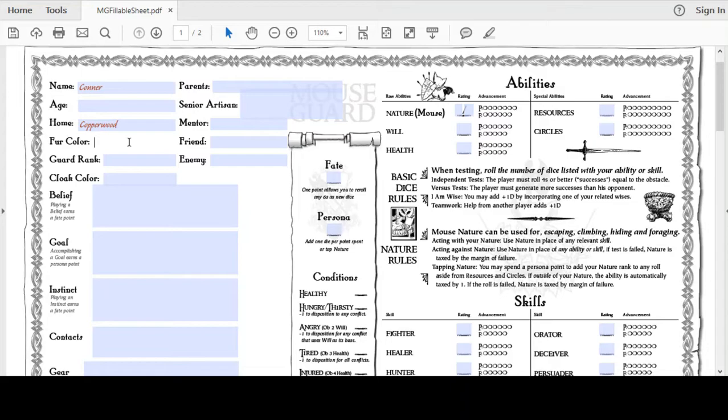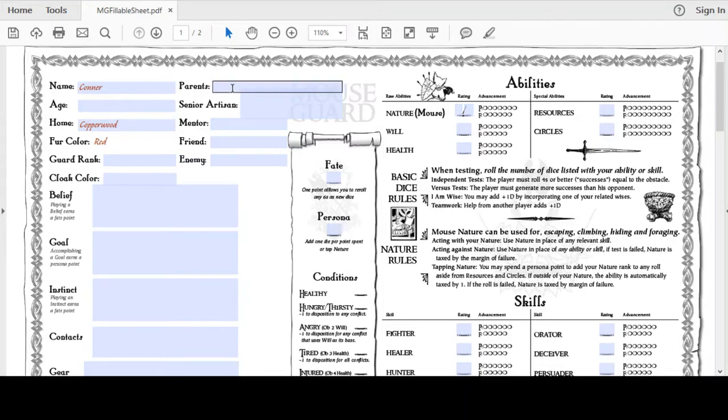Black and white are pretty uncommon, and red is rare. But for Connor from Copperwood, I think that red would work really well. He's especially from someplace named Copper. You have that orangish hue. I think that would work really well.